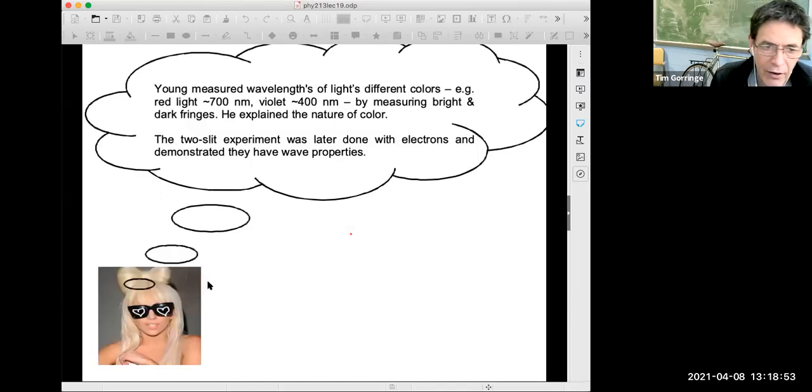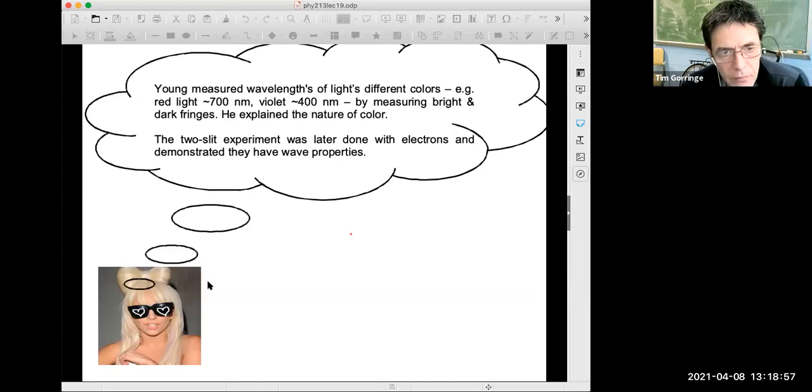I should point out here that this was a real breakthrough for several reasons when Young demonstrated the wave-like nature of light by these interference patterns. One was that he demonstrated that light had wave-like properties. That was a big thing.